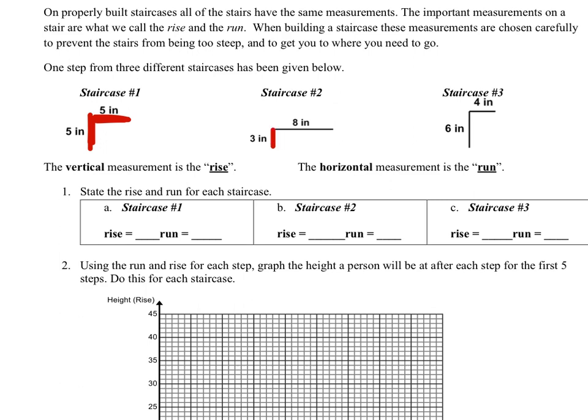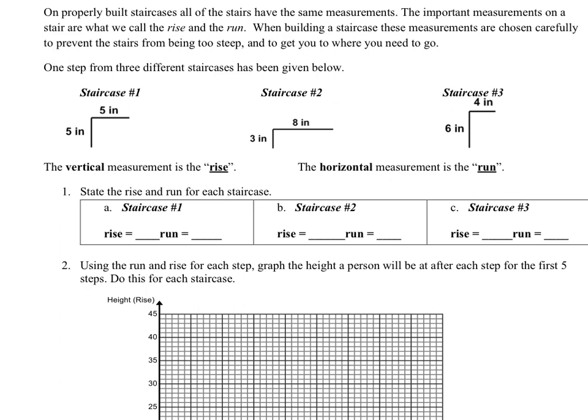What about this one, which has a 3-inch rise and an 8-inch run? And then staircase 3 has a 6-inch rise and a 4-inch run like these. Again, the vertical measurement is the rise, the horizontal measurement is the run.